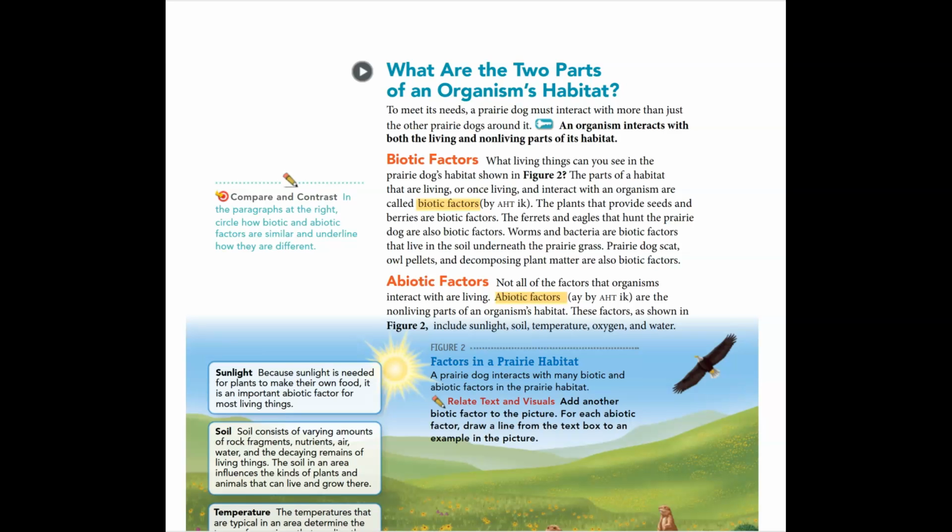So we know biotic factors means that something is or was once living. Abiotic factors means that they are not living or never have been living. In this case, the prefix a for abiotic means not. So it is not biotic, it is not living.